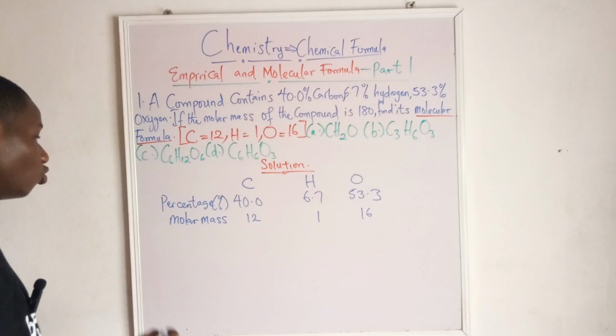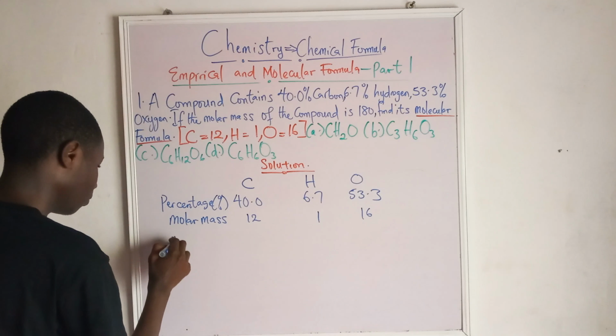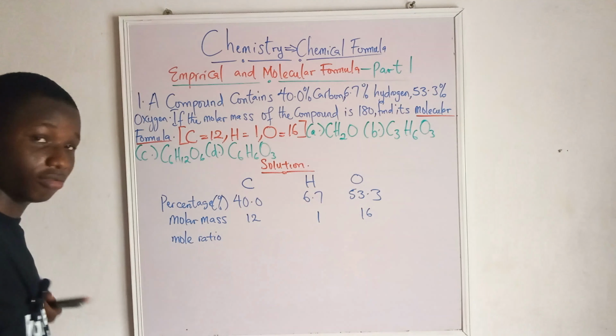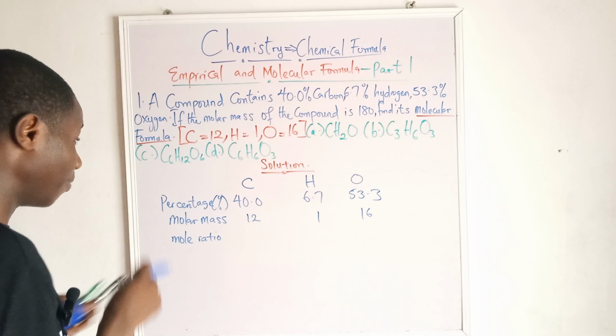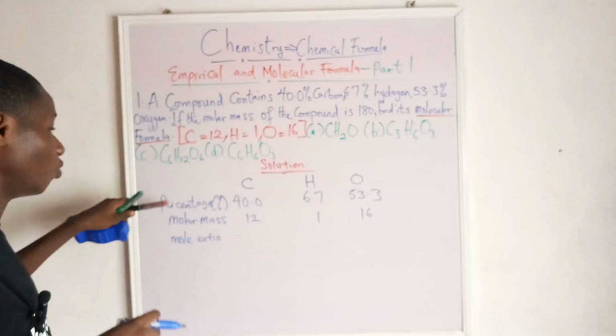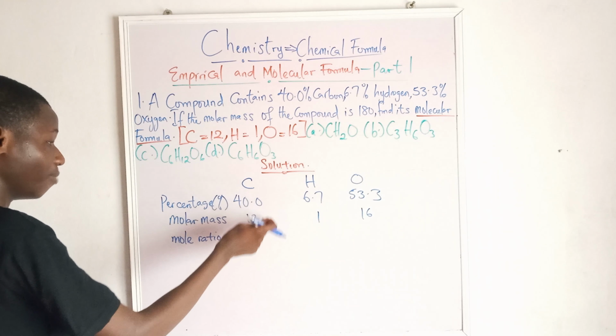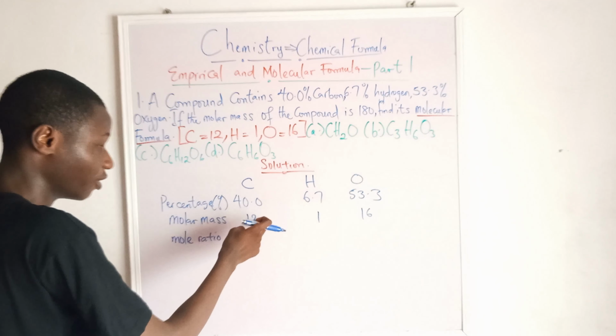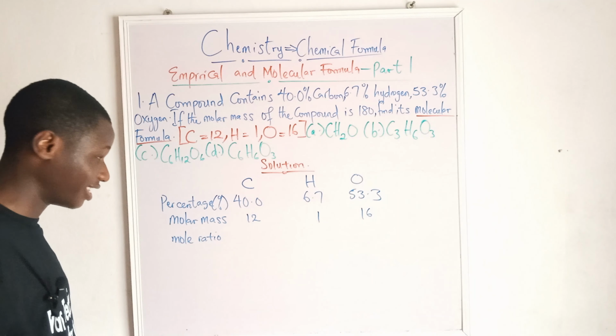Now, the next thing you are going to do is what we call the mole ratio. The mole what? The mole ratio. Now, what is happening in this mole ratio? What you are going to do is divide 40 by 12. Do you understand? You are going to divide 40 by 12. Do you understand what I'm saying?